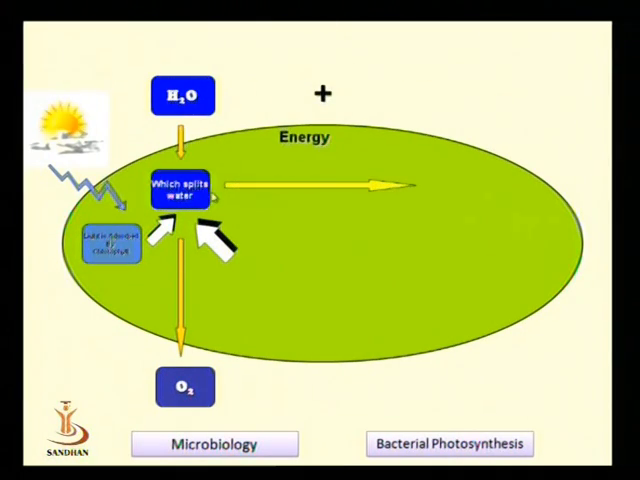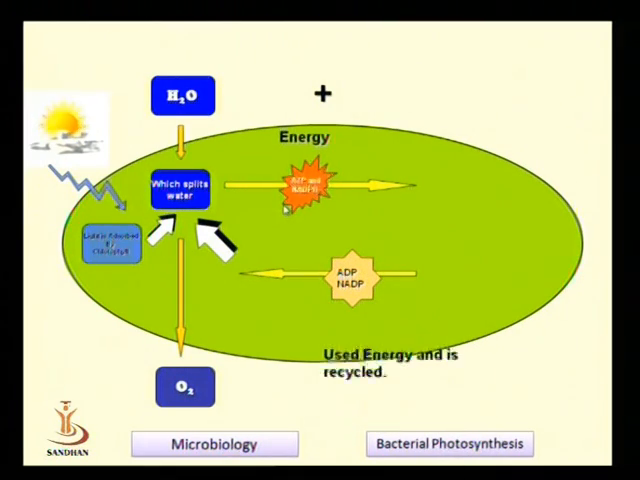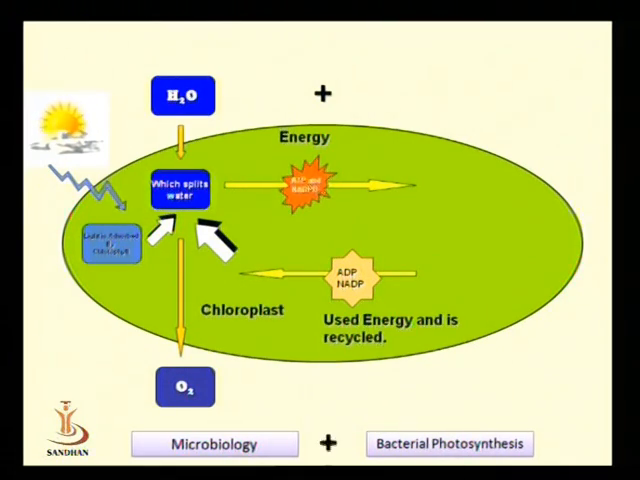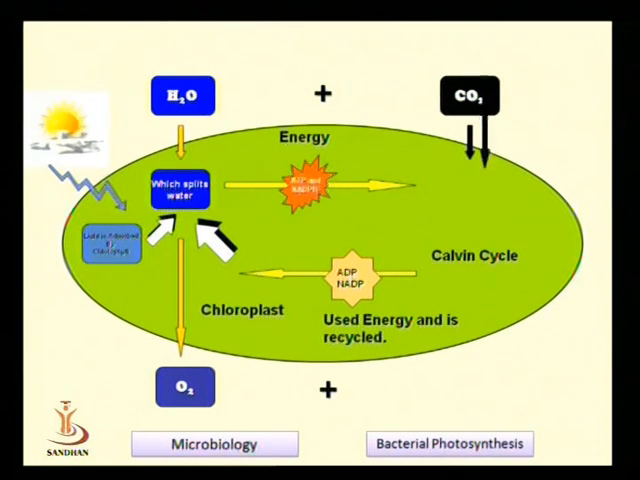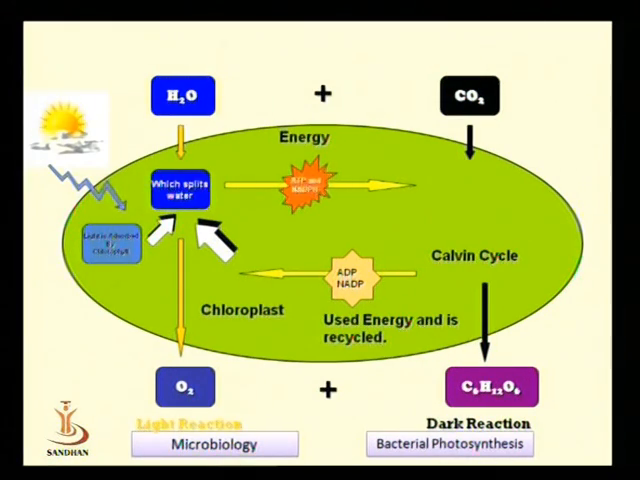Then energy will be released, and this energy will be utilized in the Calvin cycle. The Calvin cycle will produce ADP and NADP, which are again used. So this is how carbohydrate is made through the light and dark reactions.